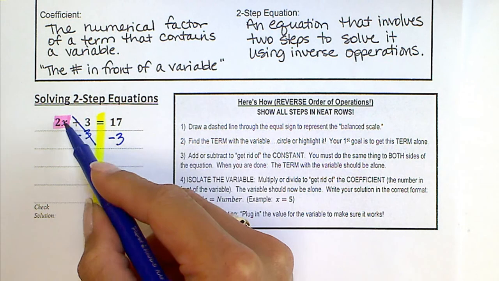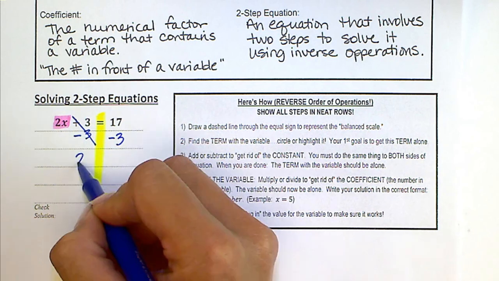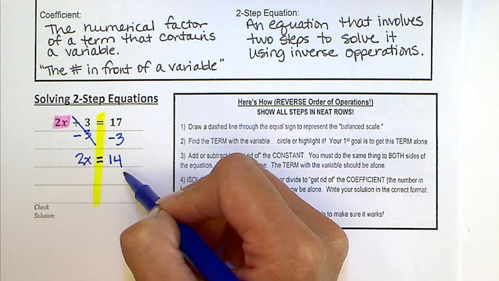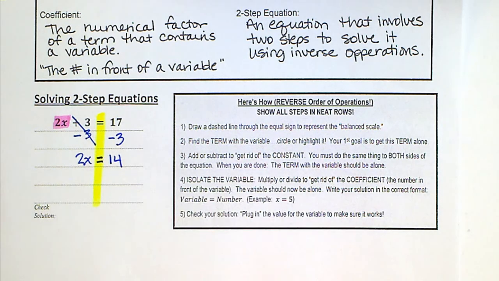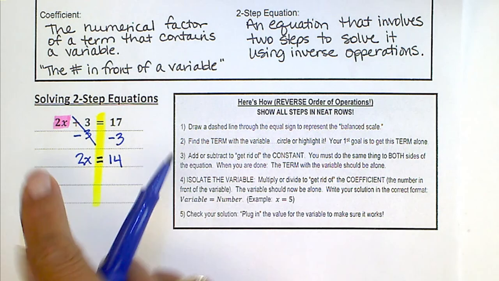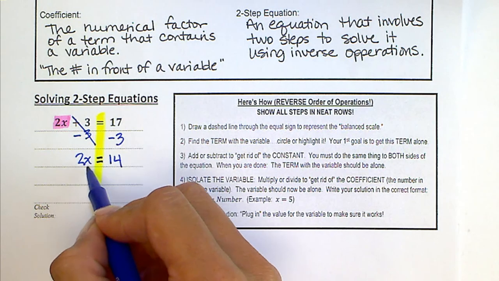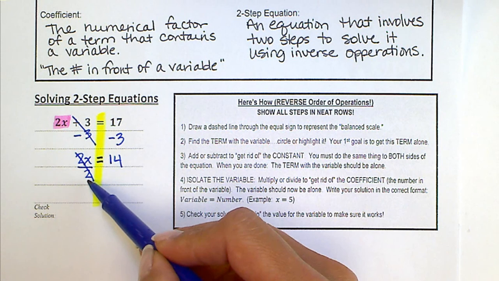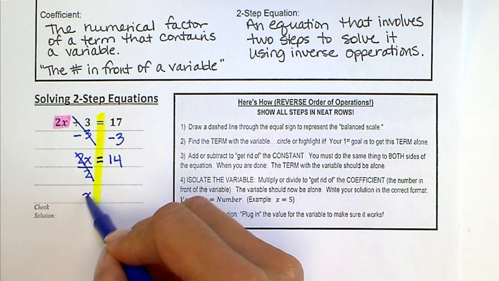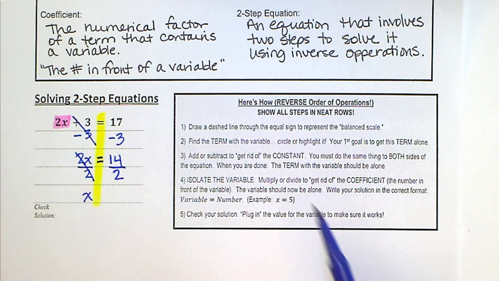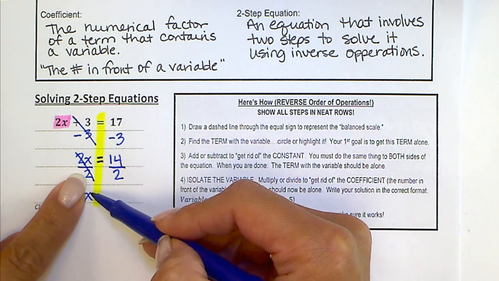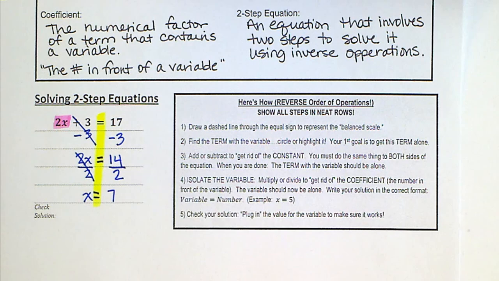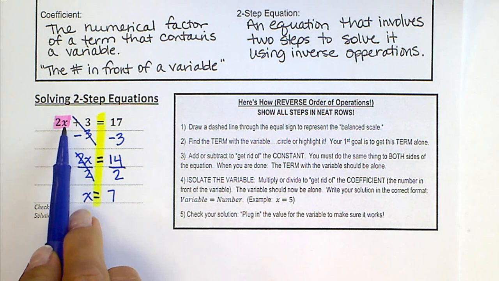Now, I'm going to rewrite my 2x. I'm going to bring it down, write my equals sign, and 17 minus 3 is 14. Now, I have one more step in order to isolate the x, which I want to get by itself. The opposite, or the inverse operation of multiplying by 2 is to divide by 2. And 2 divided by 2 is 1. And 1 times x is just x. Now, I have to divide by 2 over here. So whatever I do on this side of the yellow highlighter, I must do over here. And x equals 7.